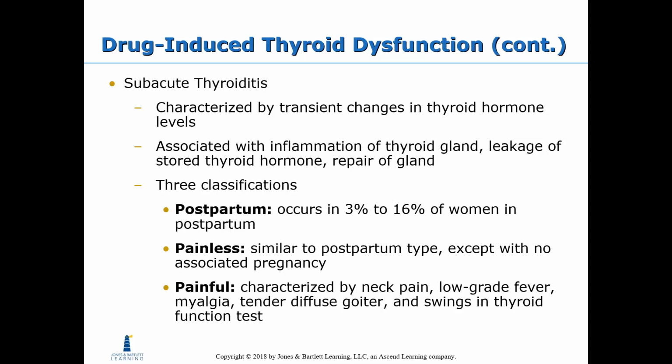Subacute thyroiditis is characterized by transient changes in the thyroid hormone levels. It's associated with inflammation of the thyroid gland, leakage of stored thyroid hormone, and the repair of the gland. There are 3 classifications: postpartum, painless, and painful. Postpartum occurs in 3 to 16% of women postpartum. Painless is similar to postpartum except with no association of pregnancy. And painful is characterized by neck pain, low-grade fever, myalgia, tender diffuse goiter, and swings in thyroid function tests.